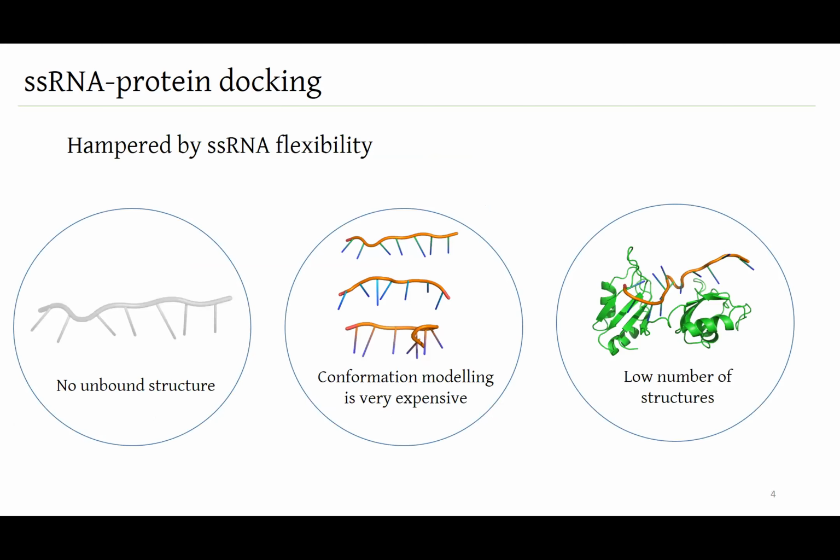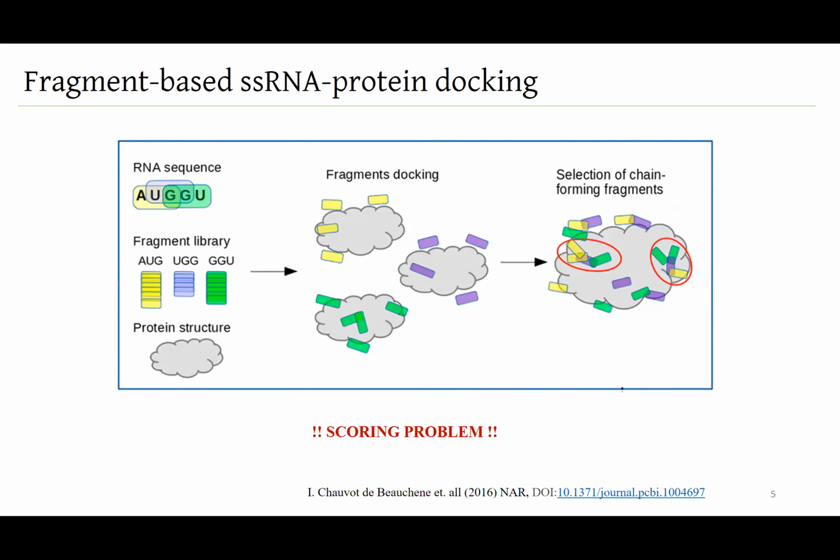First of all, the absence of the unbound ssRNA structure prevents the usage of the classical docking methodology. Secondly, the flexibility makes systematic modeling of ssRNA conformations extremely demanding computationally. And finally, our handy deep learning methods are powerless in this area at the moment, as the number of solved ssRNA protein complexes is relatively low.